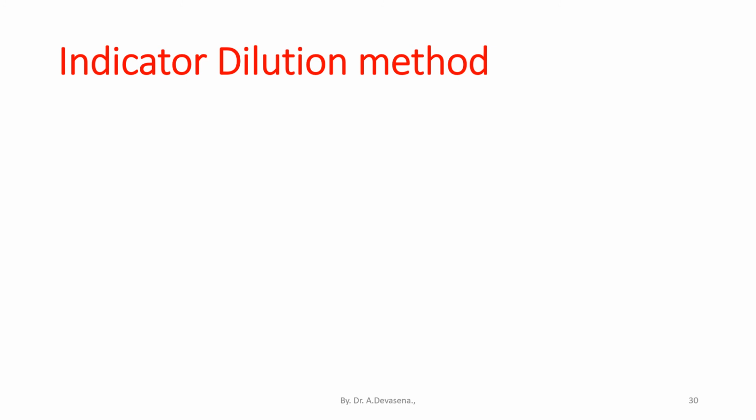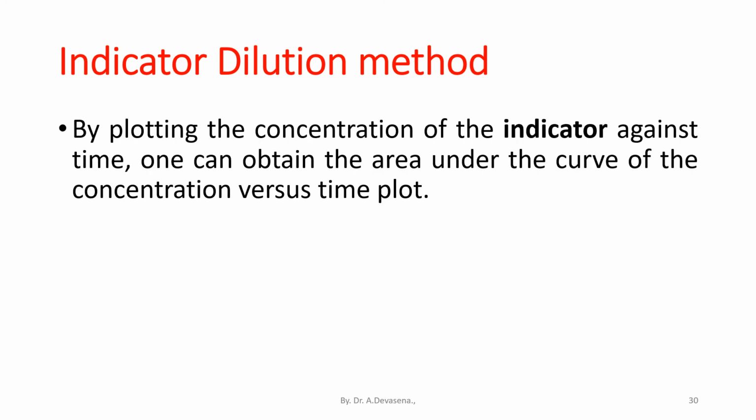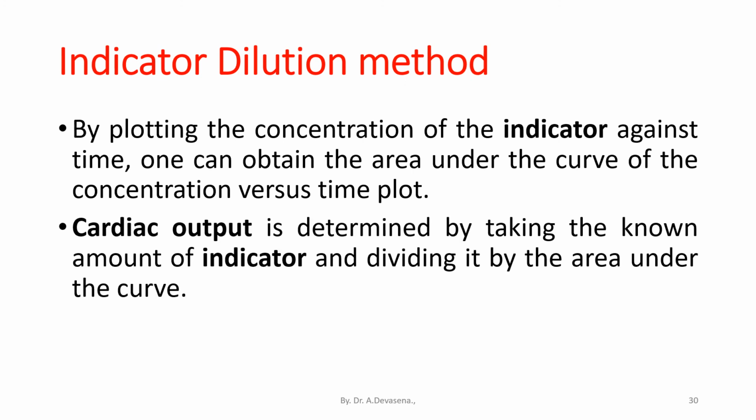Indicator dilution method. By plotting the concentration of the indicator against time, one can obtain the area under the curve of the concentration versus time plot. Cardiac output is determined by taking the known amount of indicator and dividing it by the area under the curve.